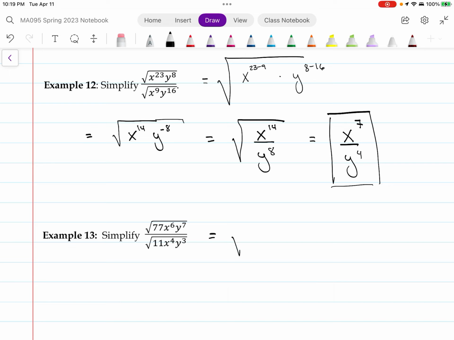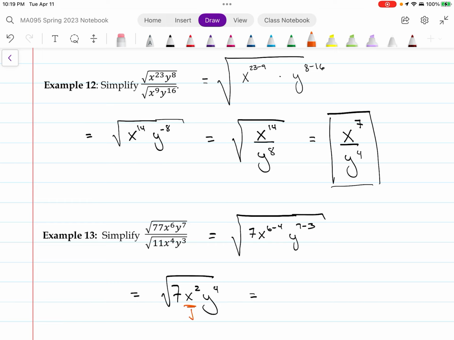All right, so this should all be under 1, and I'm going to combine them. 77 over 11 is 7. X to the 6 over x to the 4 is x to the 6 minus 4. And y to the 7 minus 3. So I get the square root of 7x squared y to the 4th. So the x squared is going to come out and become x. The y to the 4th will come out and become y squared. So I get xy squared on the outside. The square root of 7 is still stuck on the inside.